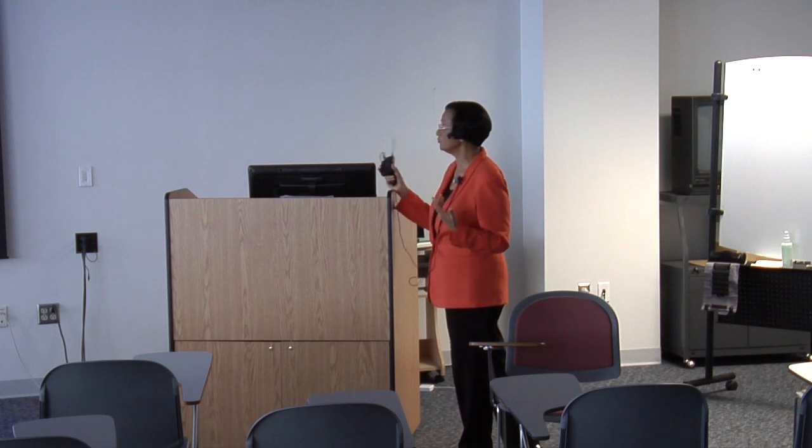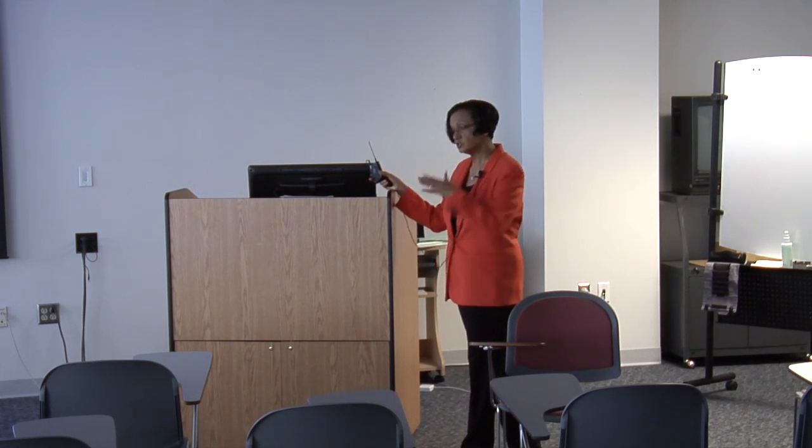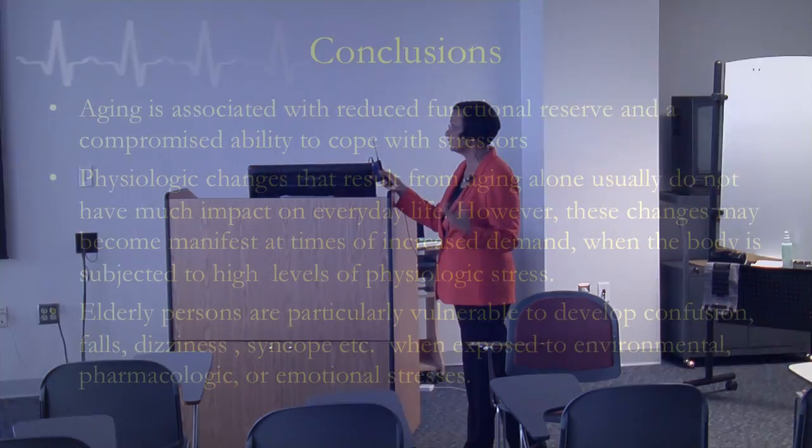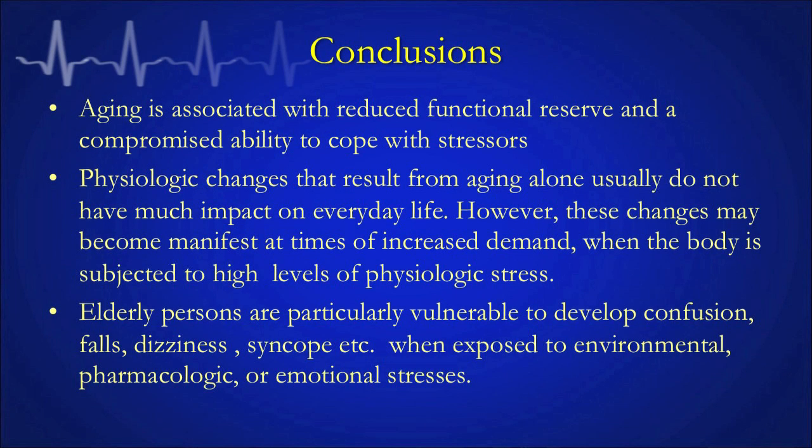And for most older individuals, if you're just thinking about aging, it really does not have that much impact on everyday life. However, these physiologic changes become manifest at times of increased demand, when they are under stress, have an infection, are going for surgery, or are hospitalized. That's the time when older people start to have problems. That's why they are particularly vulnerable to developing confusion, which is a very common way illness presents in older individuals, as well as dizziness and syncope, when they are exposed to environmental, pharmacologic, and emotional stresses.